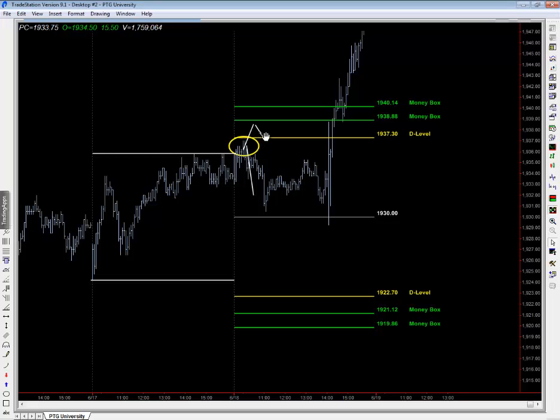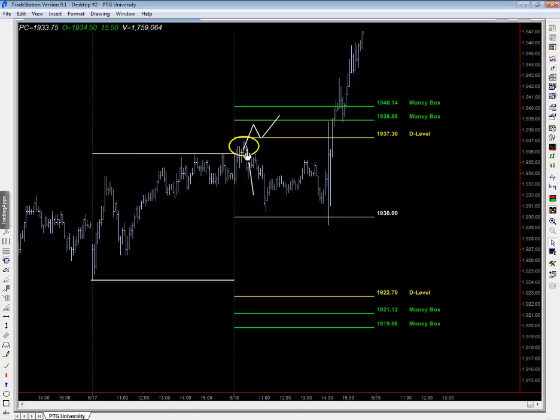Secondarily, the money box is primarily used for targets. So if price is able to penetrate and convert, let's just say, the D level here, there's a good chance that prices will extend up into the money box zone. And there's a high propensity for price many times to find supply or resistance, or demand if it's to the downside, within the context of the money box.